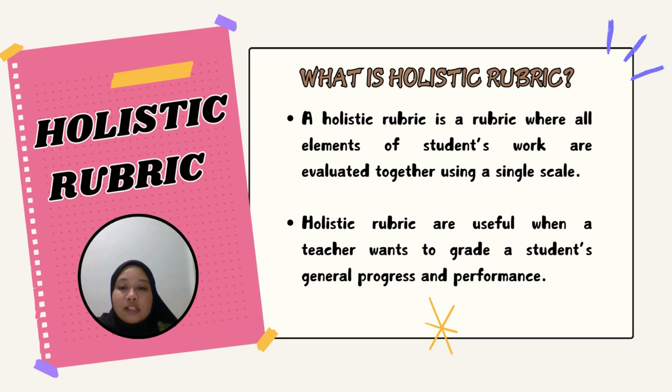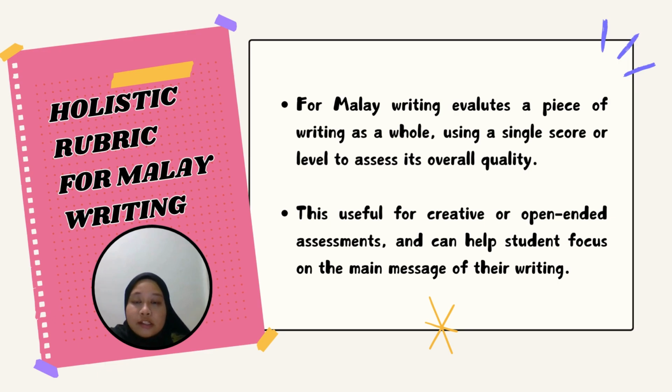In general, holistic rubrics are useful when a teacher wants to grade a student's general progress and performance and doesn't need the specificity that would come with a different type of rubric. Here is a holistic rubric example for writing. It evaluates a piece of writing as a whole using a single score or level to assess its overall quality. This is useful for creative or open-ended assessments and can help students focus on the main message of their writing.